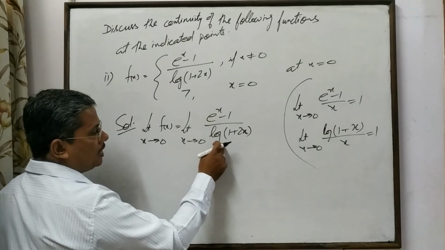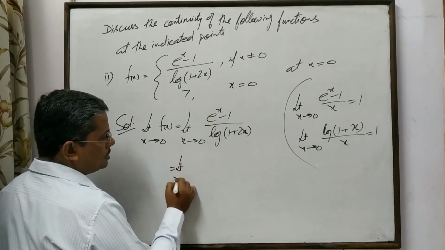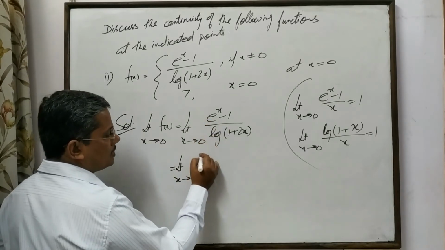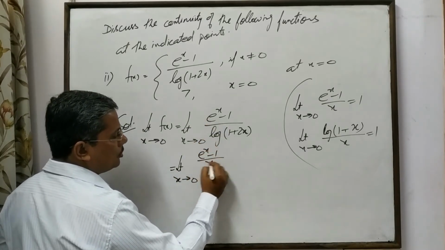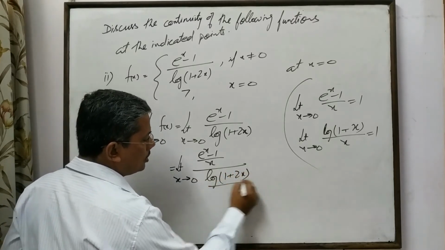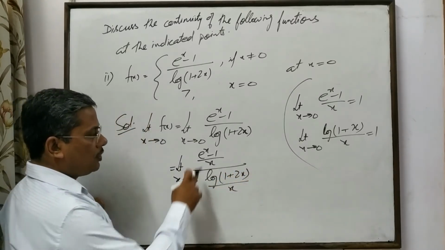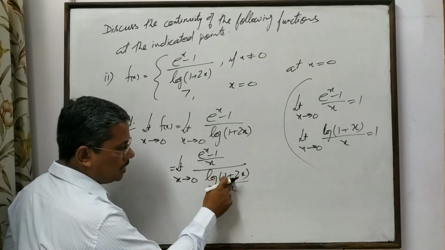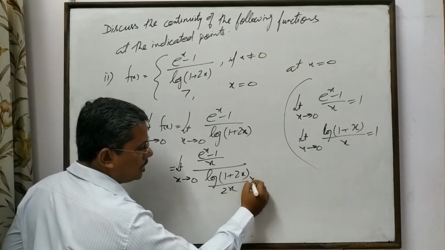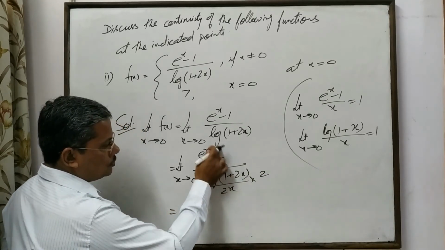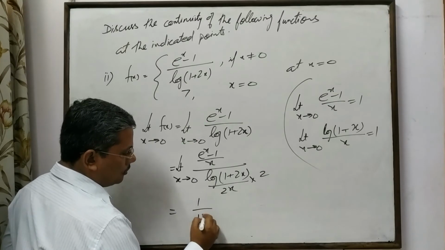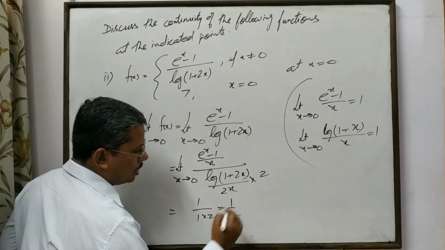So to make it a standard form, what we'll do is divide numerator and denominator by x: (e raised to power x minus 1) upon x, whole divided by log of 1 plus 2x upon x. Now here the power and denominator are equal, but here the value inside the log is 2x. So make it 2x, multiply and divide by 2. So this is 1, this is also 1. So 1 upon 1 into 2 is equal to 1 upon 2.